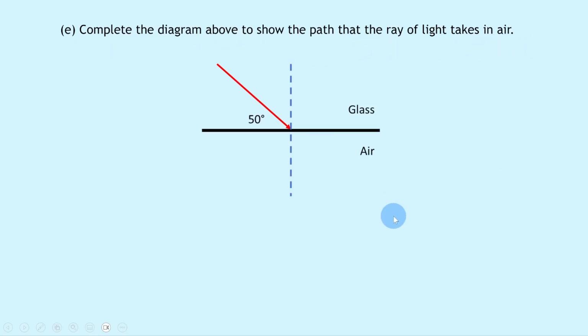Lastly, part E says complete the diagram above to show the path that the ray of light takes in air. Well, because we've just calculated the angle of refraction here in air to be about 75 degrees, then we need to show that happening. And because we're going from a more dense to a less dense material, then the light is going to bend away from the normal. So it's going to bend out this way rather than towards the normal here. So we could draw the refracted ray like this and label the angles. So if this is 40 degrees for the angle of incidence, then this is the angle of refraction here, 75 degrees, measured between the normal and the refracted ray.